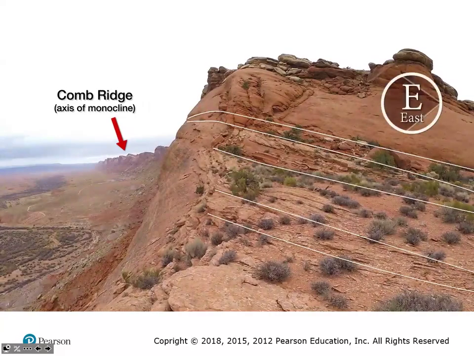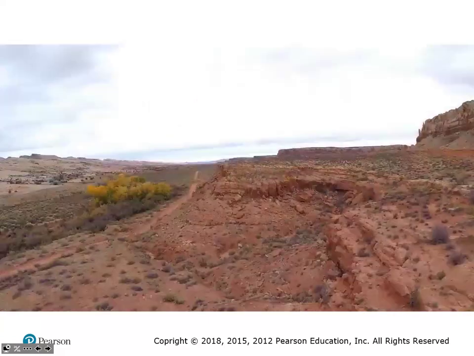Think about what we saw at the San Rafael Swell. What do you think the rocks look like to the east of this ridge, where we are no longer along the axis of the fold?